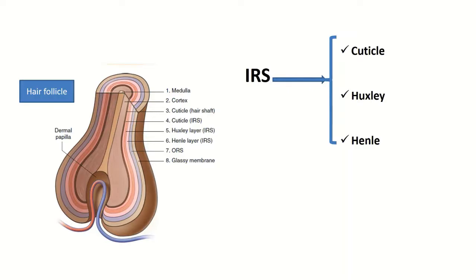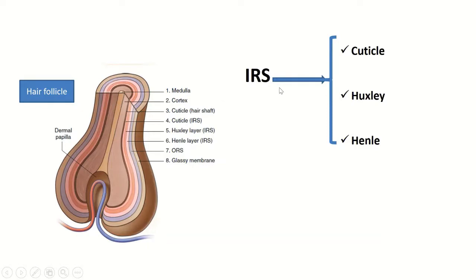What is the innermost layer here? Medulla. And what is the relatively thick layer here? This is cortex. And here near to cortex, this thin layer is the cuticle of the hair shaft. And then between cortex and the external surface of this hair, we have the cuticle of the hair shaft, IRS and ORS, inner root sheath and outer root sheath.